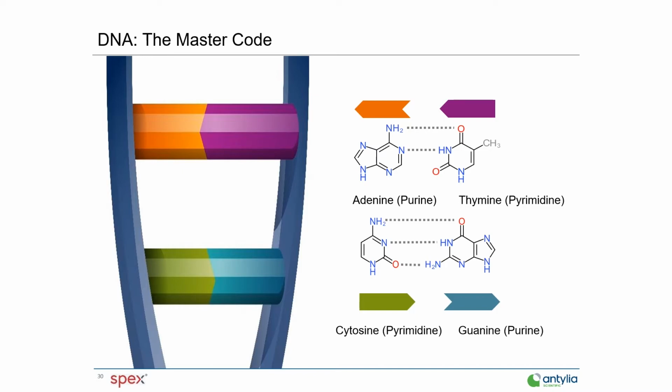For the other pair, you have the cytosine, which is the pyrimidine, and the guanine, which is the purine, and they bond at 3 points. So they come together in 3 points and they make that bonding. So it makes them a lock and key as well. So this combination of these 4 base pairs, or these 4 chemicals that make up the base pairs, create the master code for DNA.